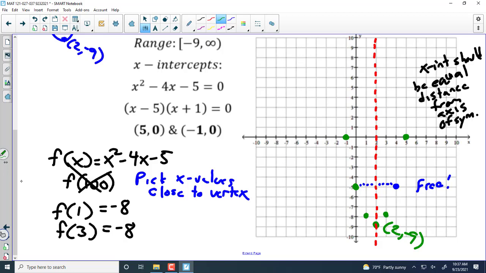Once you have your vertex and a couple other ordered pairs, you can draw a pretty slick graph. And remember, these graphs are not sharp and pointy. They're not like the absolute value function. They're smooth and curvy. Just like that. Smooth and curvy, not sharp.